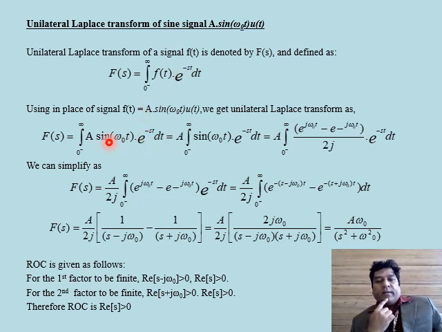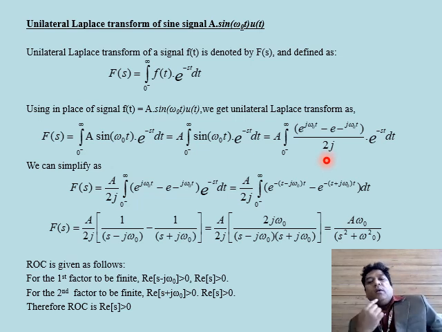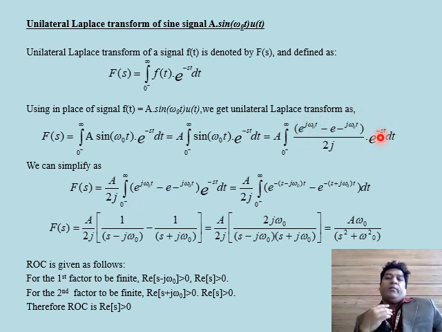And then we are going to express sine omega naught t as (e power j omega naught t minus e power minus j omega naught t) divided by 2j. Now we are going to get two integrals, and we are going to have two exponential factors as well. So we have to combine the exponential factors. So we'll combine here minus st and j omega naught t. These are the exponential factors, e power a into e power b, that will be e power a plus b.